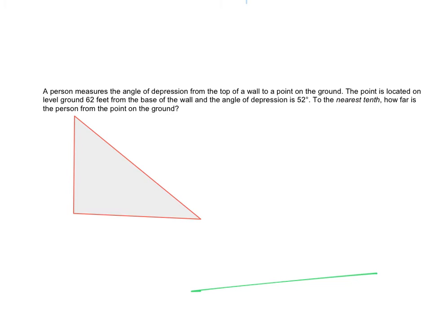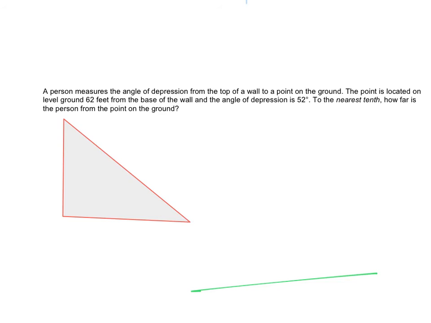Okay, so now for my second example. If you were struggling with the first one, do this one with me. If you were like, okay, that actually wasn't that bad, try this one by yourself. Just a heads up, this isn't the exact same level of question. A person measures the angle of depression from the top of a wall to a point on the ground. The point is located on level ground 62 feet from the base of a wall, and the angle of depression is 52 degrees. To the nearest tenth, which means I have to go out one decimal place, how far is the person from the point on the ground?